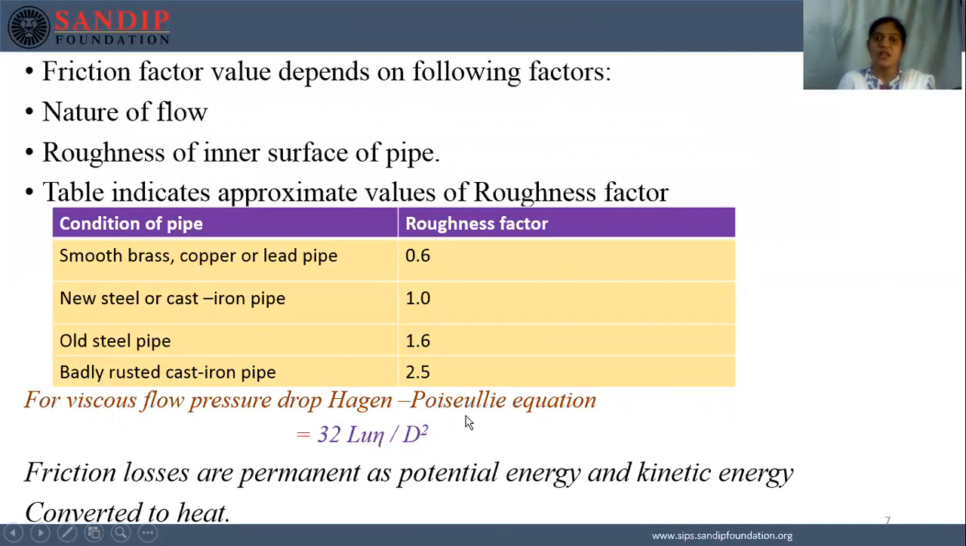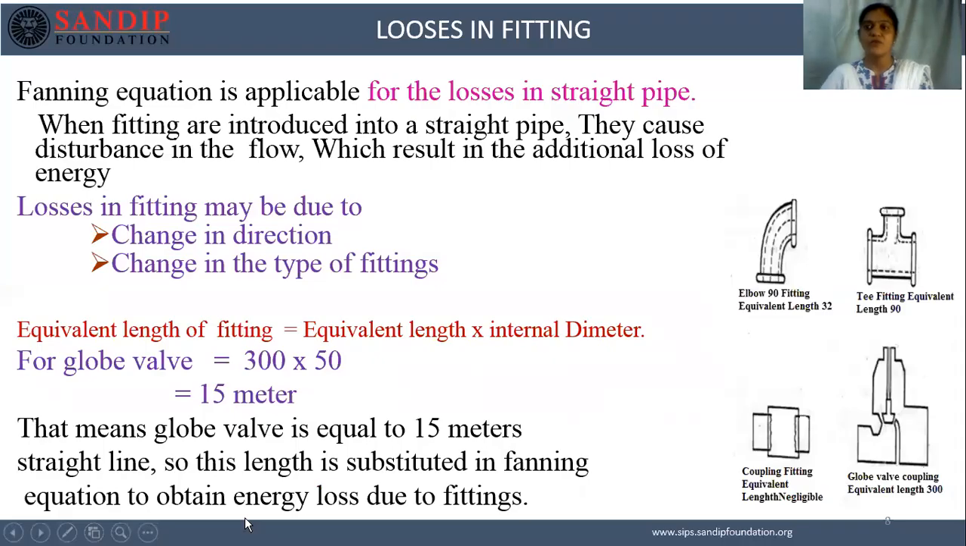So frictional losses are not temporary, they are permanent. Why are the frictional losses permanent? This is because the potential energy and the kinetic energy are converted into heat. So this is all about the frictional losses. Now next we will see the losses in fittings.